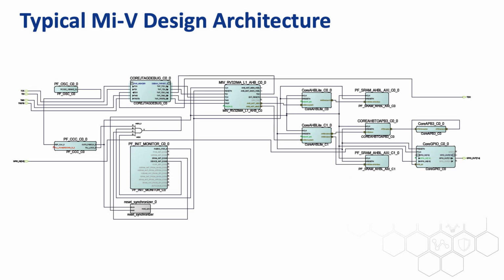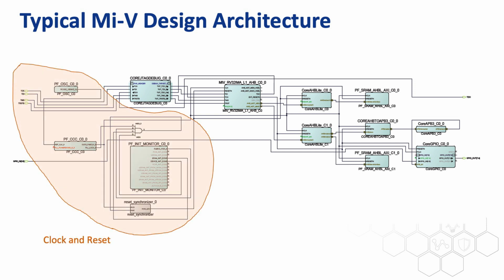In this slide, I'm showing the basic architecture of Mi-V processor-based design. We will be using this design in our demo as well. A typical Mi-V core design consists of five main functions. First, clocking and reset architecture. Depending on the target FPGA and user application, the clock and reset signals can be provided from different resources.